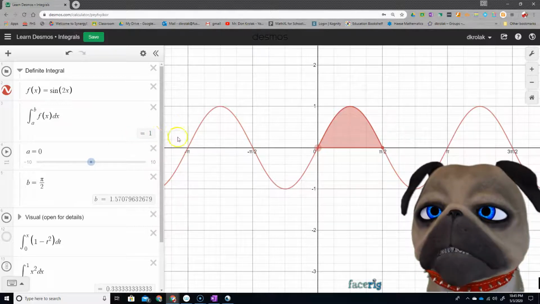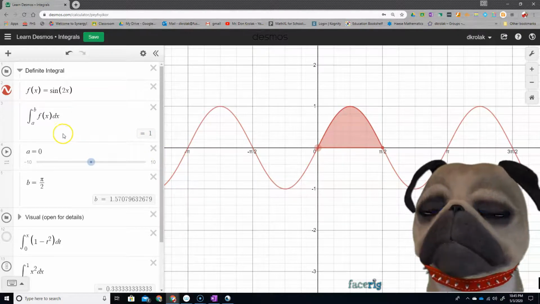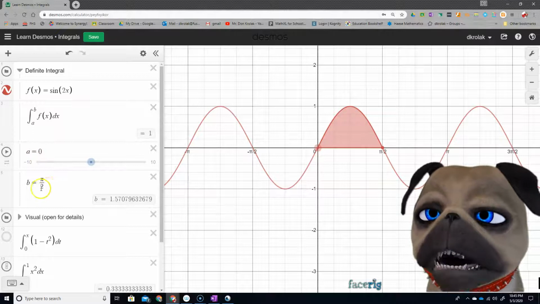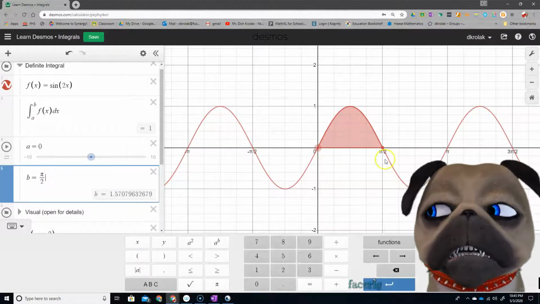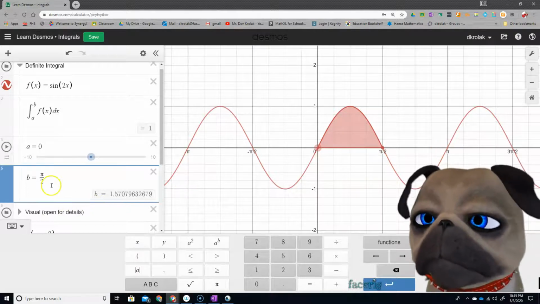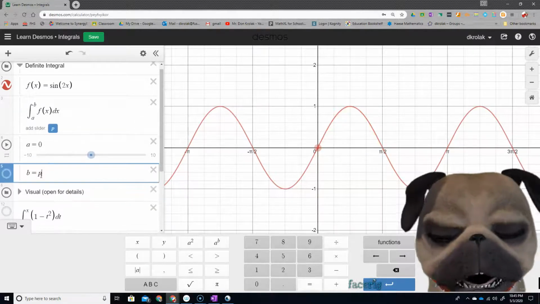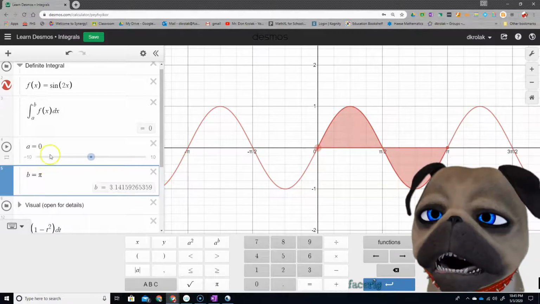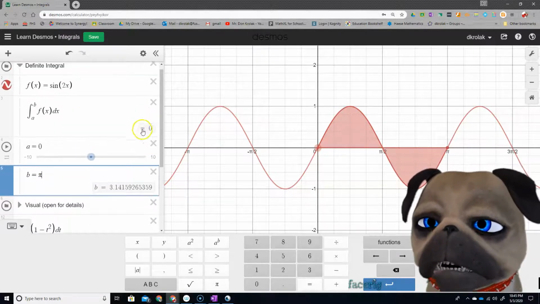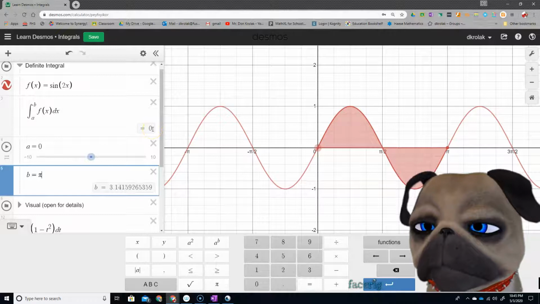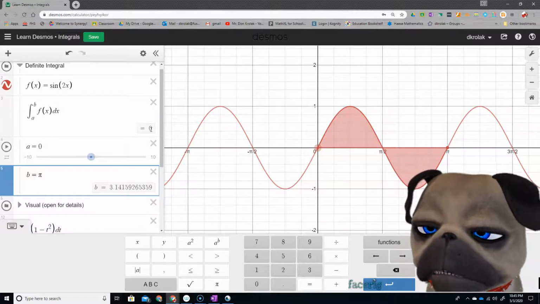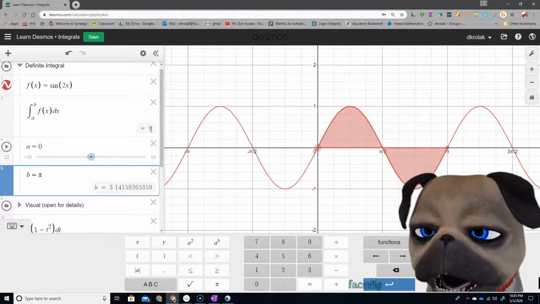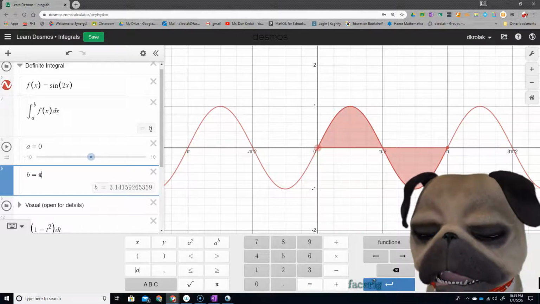That's this right here. Okay, then after that, it says, what's the area under two of them? So that's where I'm going to go now, B is going to go to pi. So I just type in pi. Now when you look at the value, it's 0. That's the value of the integral. The area would actually be 2.